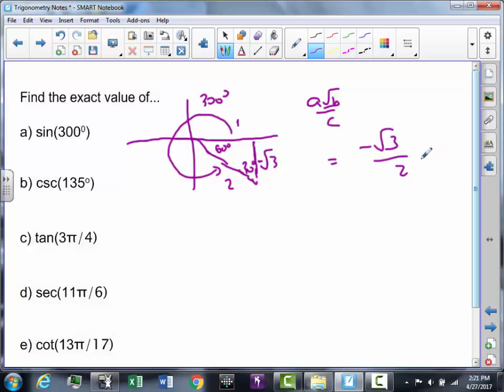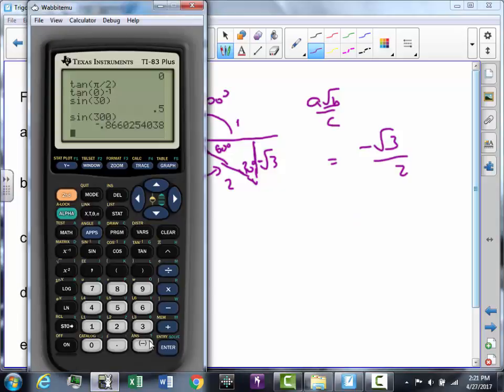I'm pretty sure that if I typed in negative, well, let's just do it, I guess. Why am I saying pretty sure? Negative root 3 divided by 2 is the negative 0.866 number. Do you guys get where I'm going with this, though?